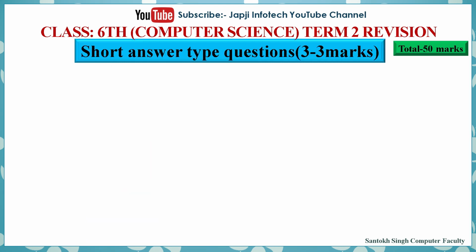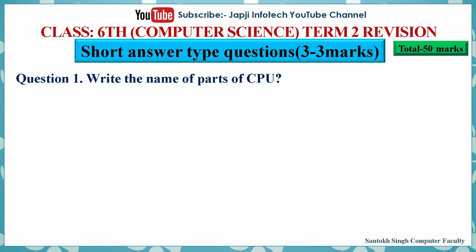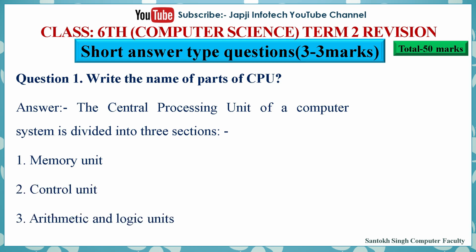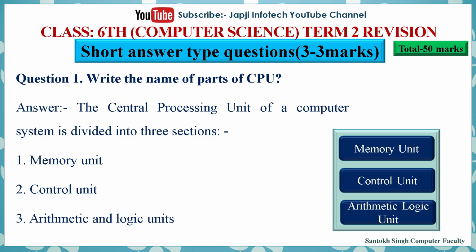So now we will learn about short answer type questions, which are of 3 marks. So first question is write the name of parts of CPU, and the right answer is the central processing unit of a computer system is divided into 3 sections. The first one is memory unit, second one is control unit, and third one is arithmetic and logic unit.